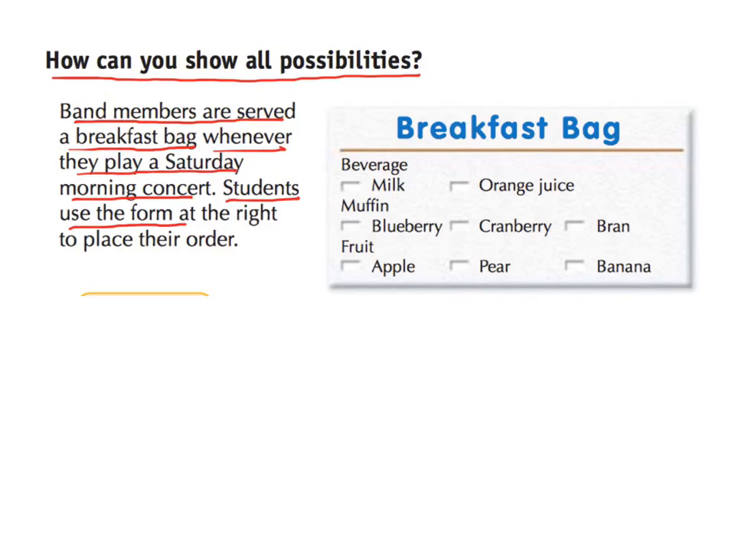Students use the form at the right to place their order. So let us look at the breakfast bag form. You have two types of beverages, milk and orange juice. And you have three types of muffins, blueberry, cranberry and bran. And you have three types of fruits, apple, pear and banana. So this is what the breakfast bag contains. Now let us see what the possible choices are.